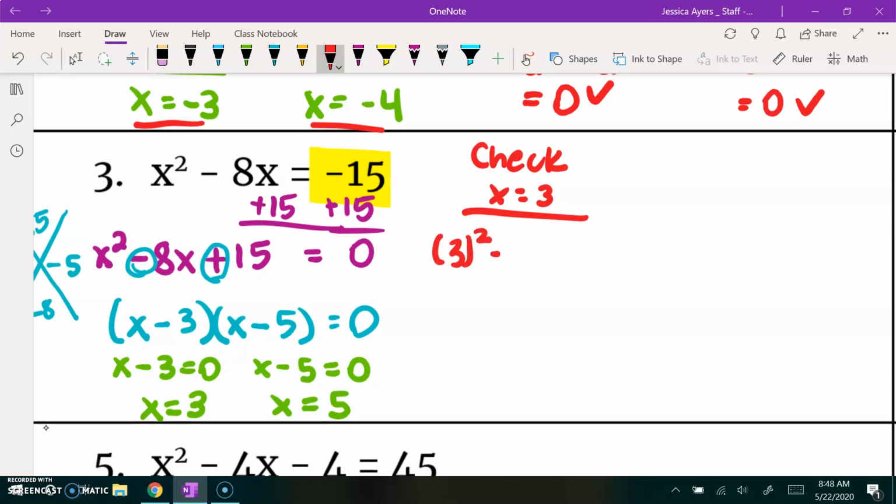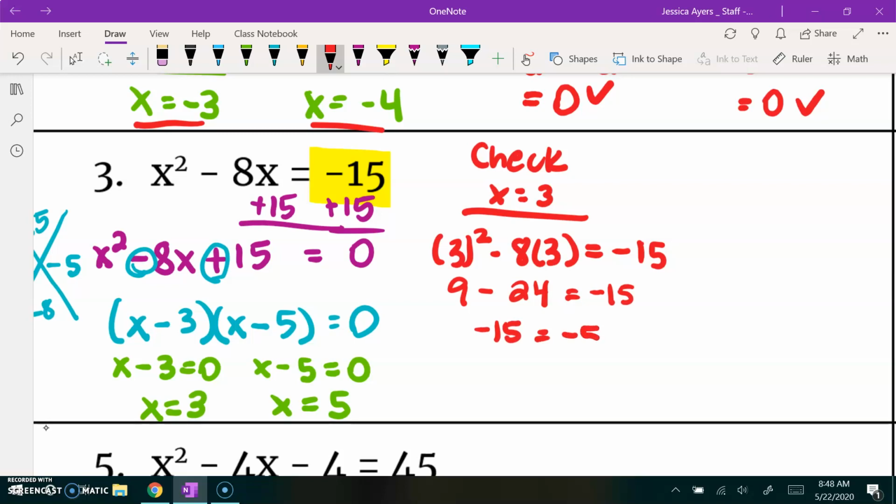So 3 squared minus 8 times 3, and we want to see, is that equal to negative 15? 3 squared is 9, minus 8 times 3 is 24, and we're still looking to see, is that equal to negative 15? 9 minus 24 is negative 15, and that's equal to negative 15, so that checks out.